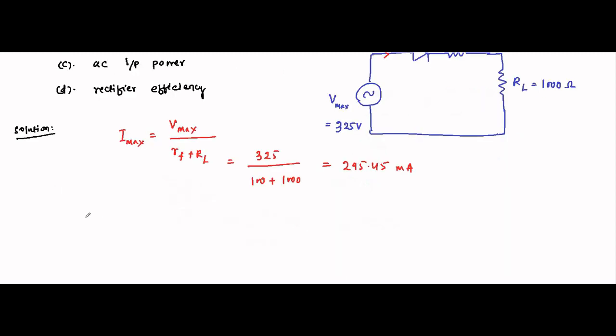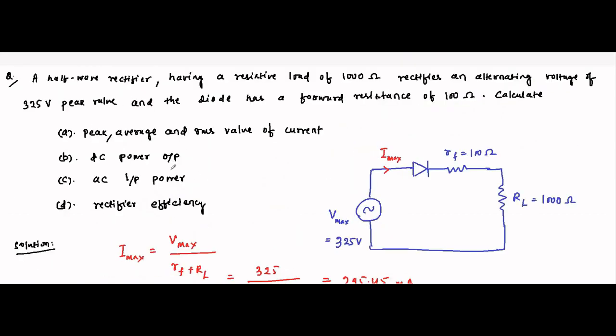Now, for half-wave rectified waves, the average value, which is also called the DC value, is given by Im by pi, that is Imax by pi. Here Imax is 295.45 milliampere divided by pi, which is coming around 94.046 milliampere. This is the average value or DC value.